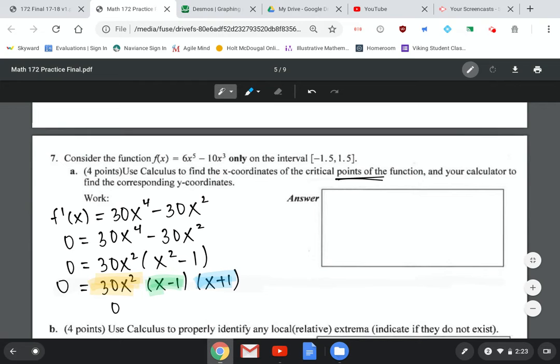So I have 0, 1, and negative 1. Those are the x coordinates of these critical values. I like to put these in numerical order. You do not have to. It just makes it easy for me to see. So I've got my x coordinates of each one of these values. So now to find the y coordinates, you simply plug those values in for the x's here.